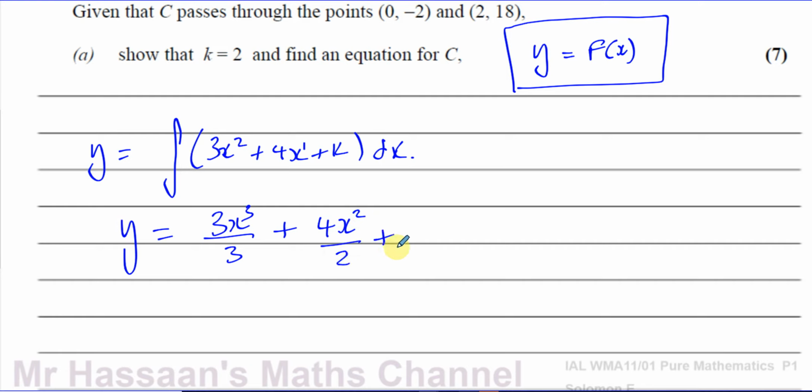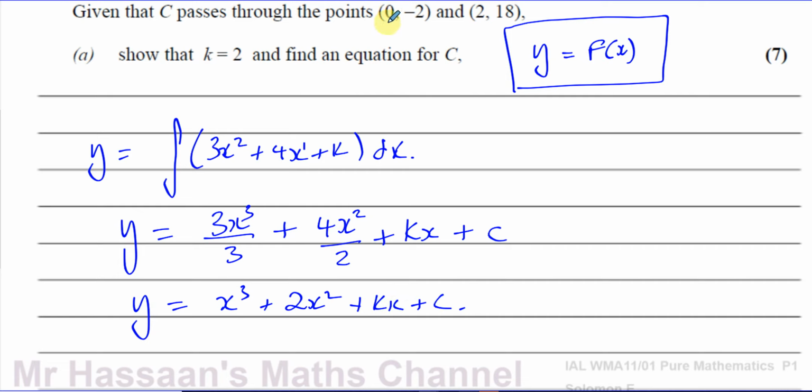Now the k is just a number, alright? Just like, for example, the number 3 or 4 or 5. When you integrate a constant, it gains an x. So this becomes kx, alright? And then you have to put plus c at the end to show that there is a constant of integration. If we simplify this first, we get y equals x cubed plus 2x squared plus kx plus c.